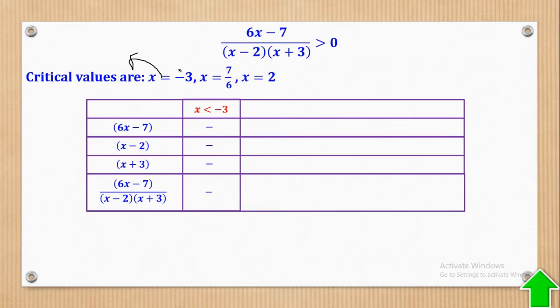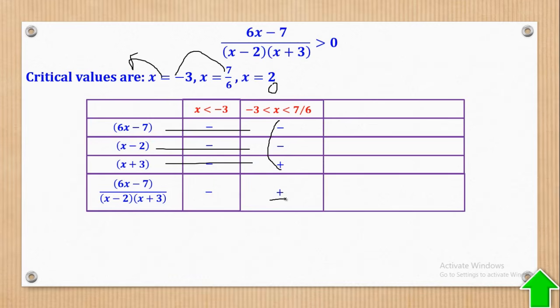Now what about the ones between this and this? So we shall come and write that inequality for values between -3 and 7 over 6, and here you choose any value. Because this is negative positive, let's use 0. So 0 here you'll get a negative, 0 here you'll get a negative, 0 here you get a positive. So the resultant will be positive. So we have finished the one between this and this.